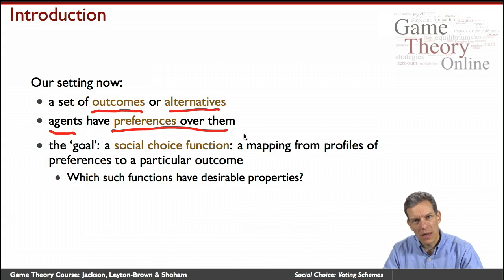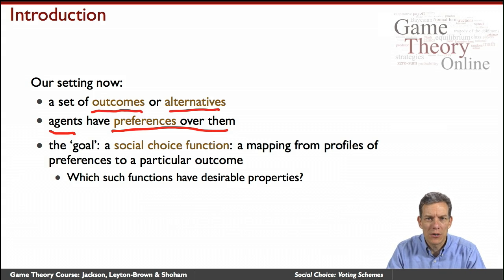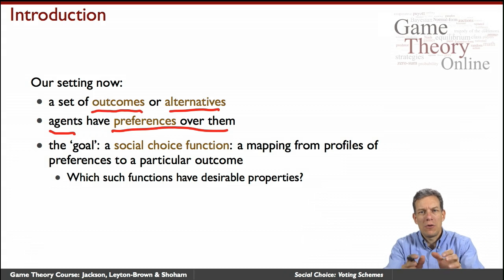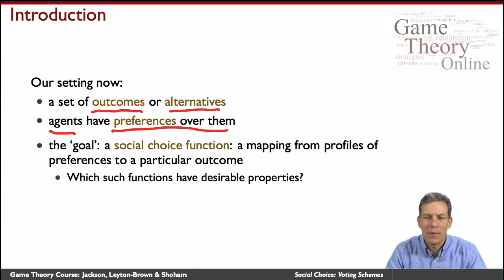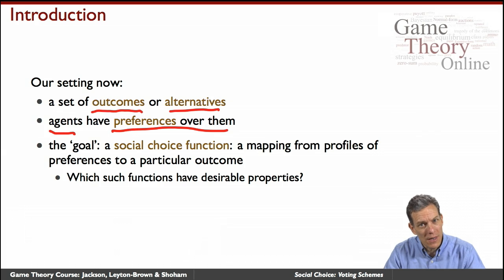In this setting, for now, people are going to have preferences. They'll be able to tell you, this is my favorite outcome, this is my second favorite, my third, my fourth, and so forth. What a social choice function is going to do is take the preferences of the individuals and, as a function of those, tell us which outcome we are going to choose. So it's going to be a mapping from profiles of preferences to a particular outcome. And generally what we're interested in is which of these social choice functions we would like to have.